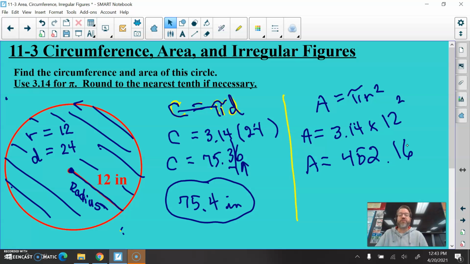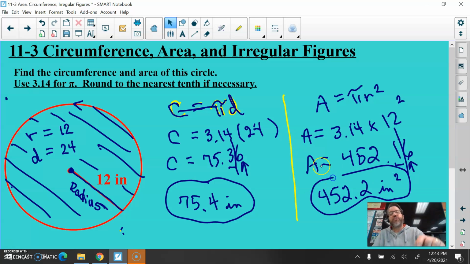You definitely will want to use calculators on today's assignment. So I have 452.16. Rounding to the nearest tenth, I have a 1 in the tenths place. In the hundredths place is a 6, which is 5 or more. So we will let that 1 soar up to a 2, and we get 452.2. 452 and 2/10. And area is always square units, so I'll have square inches for my label.